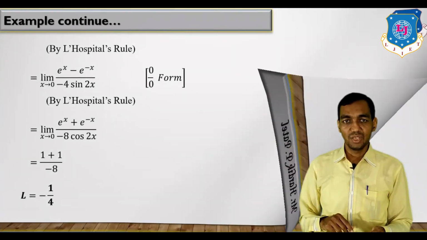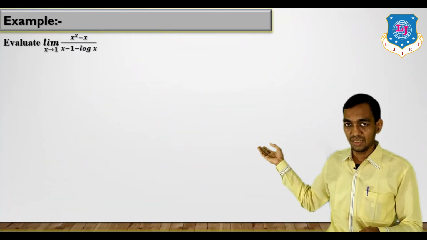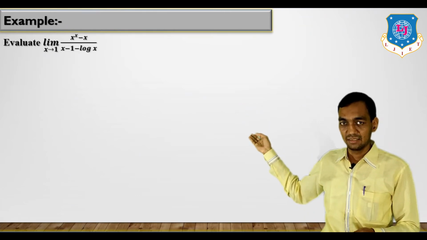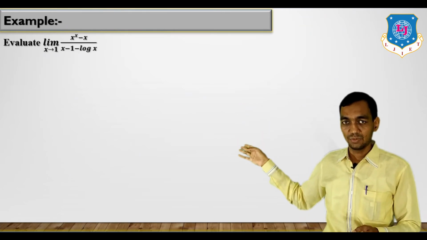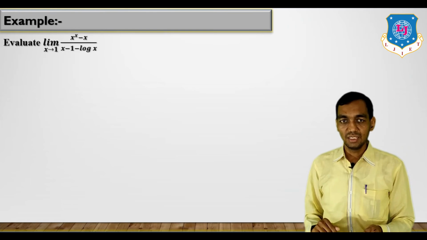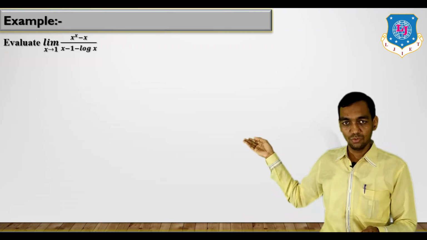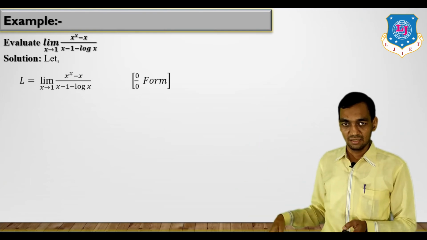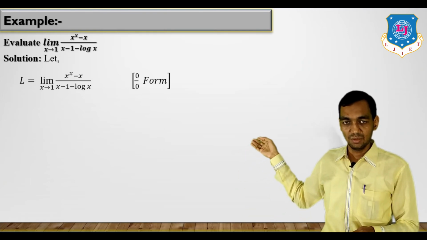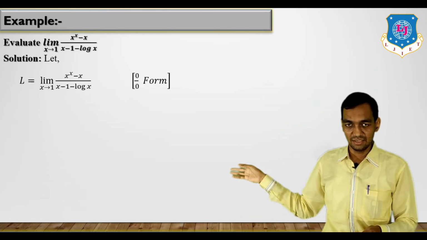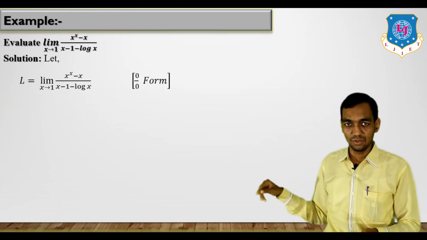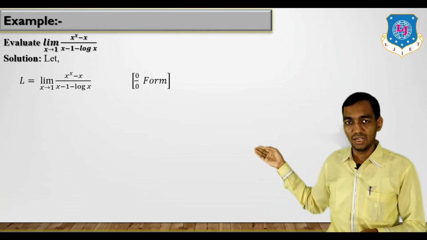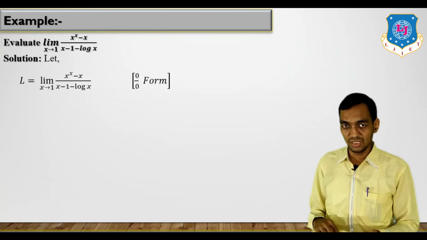In the same manner we are going to check another example. Limit x tends to 1, x raised to x minus x divided by x minus 1 minus log x. Now see here, what we are going to do, we are going to suppose capital L is equal to x raised to x minus x divided by x minus 1 minus log x, where limit x tends to 1. This is 0 by 0 form, check it out, because 1 raised to 1 minus 1 is 0, and 1 minus 1 is 0 and log 1 is 0, so 0 by 0 form is there.